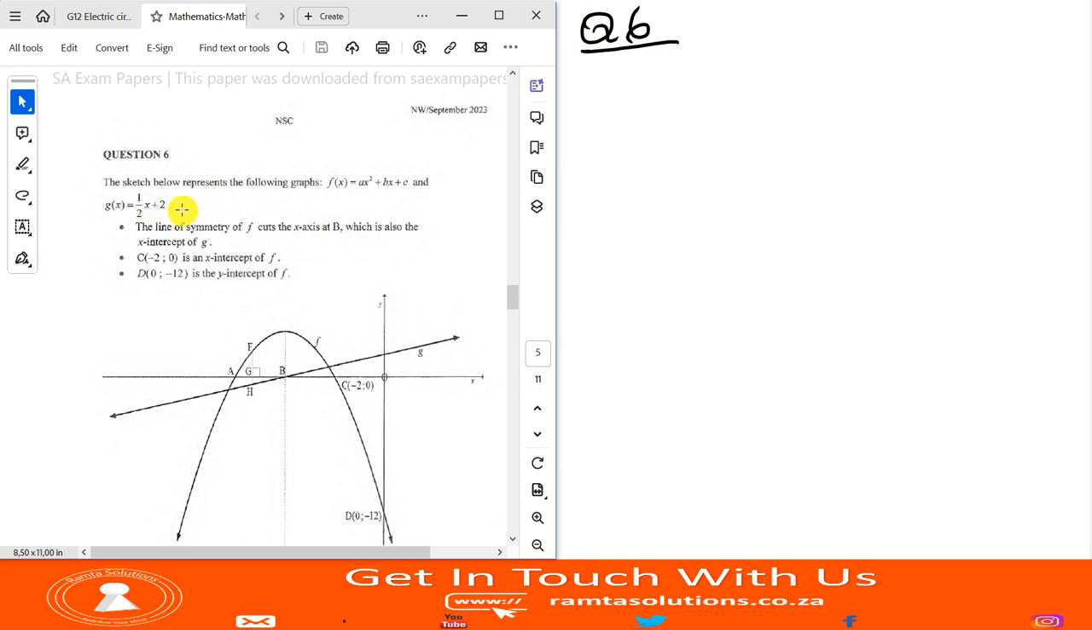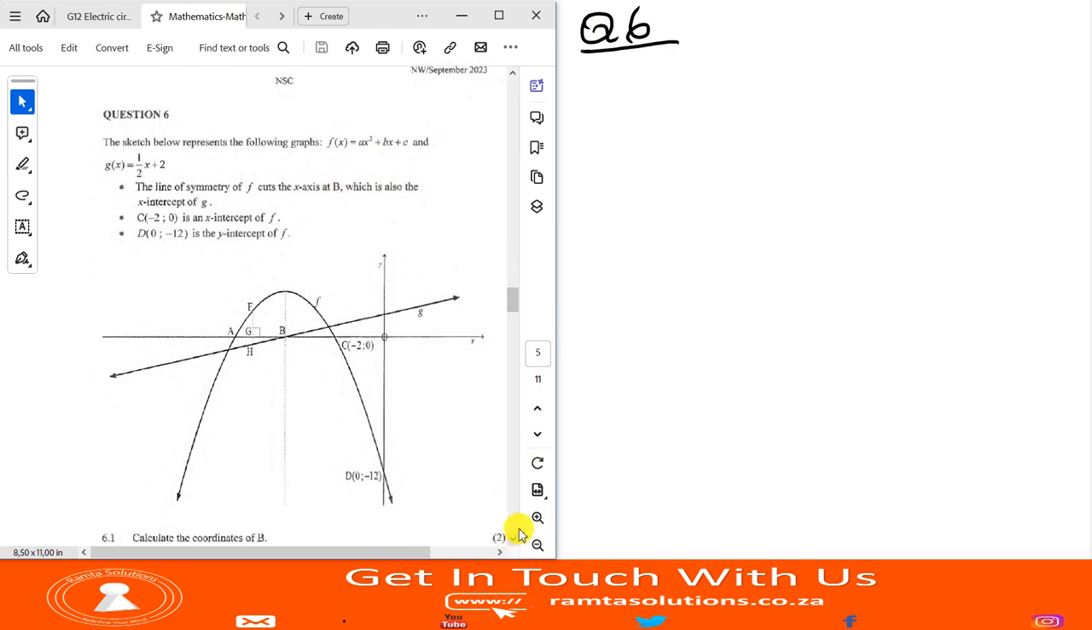I have dealt with these in the previous videos, when a parabola is like this, I have given you a summary of this. Okay, so let me not give you a summary this time. So, they say, the sketch below represents the following graphs: f of x equals ax squared plus bx plus c, and g of x equals half x plus 2. All right. The line of symmetry of f cuts the x-axis at B, which is also the x-intercept of g. That's true, I see it.